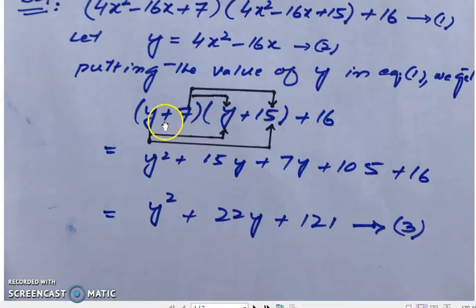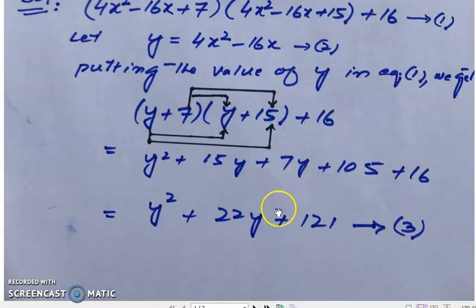Now we are going to multiply the terms. Here the two factors are there. We are going to multiply y with y. As a result, y square will be there. Y into 15, 15y. 7 into y, 7y. 7 into 15 is 105, plus the constant as it is.